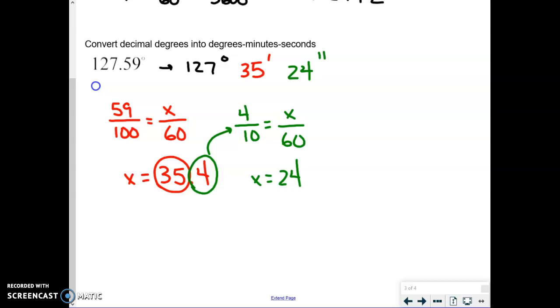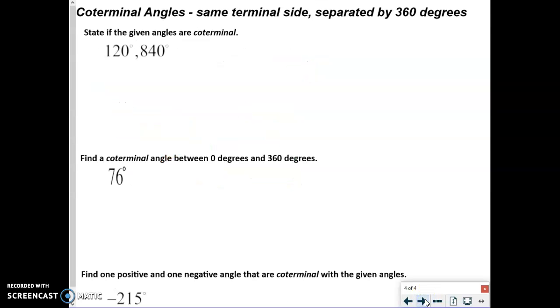All right. The last thing I have for us today, ladies and gentlemen, is dealing with coterminal angles. Coterminal angles are angles with the same terminal sides, separated by 360 degrees.